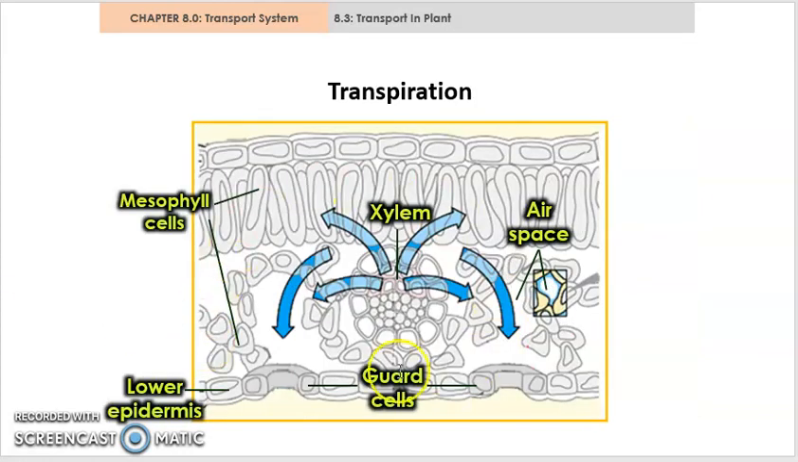Okay, so this is based on the structure lah. So this is the mesophyll cell. Okay, and then this is the air space of the leaf. Okay, and then this is the xylem.